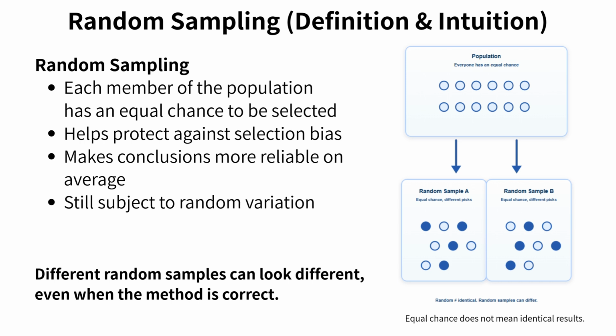However, random does not mean perfect. A random sample is more reliable on average, but conclusions should still be made carefully. When you see a question about sampling, always ask yourself, does everyone truly have an equal chance to be chosen? If yes, the sample is likely random. If not, bias may be present.